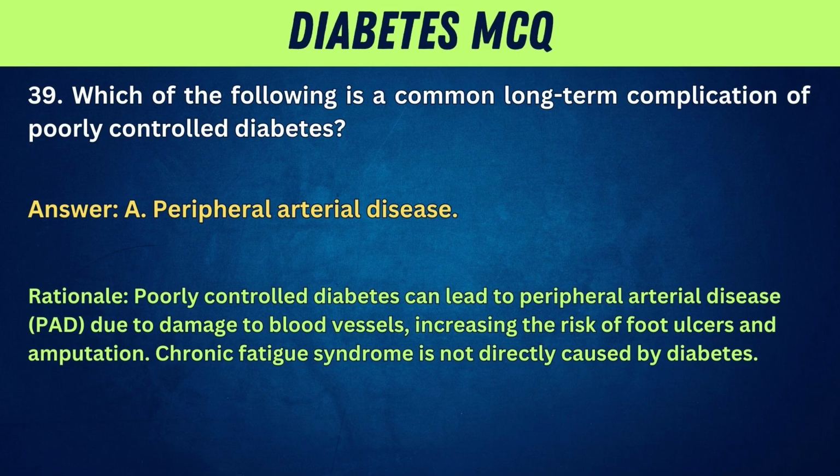Rationale: poorly controlled diabetes can lead to peripheral arterial disease, PAD, due to damage to blood vessels, increasing the risk of foot ulcers and amputation. Chronic fatigue syndrome is not directly caused by diabetes.